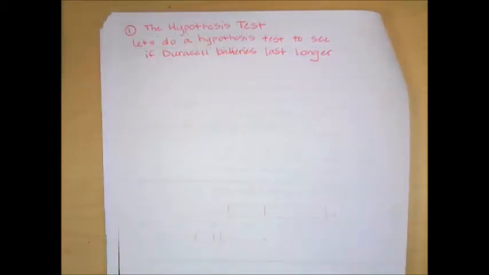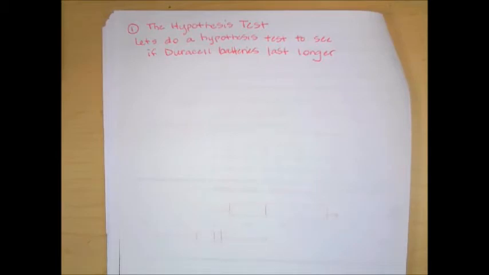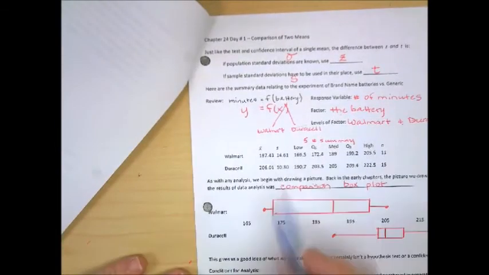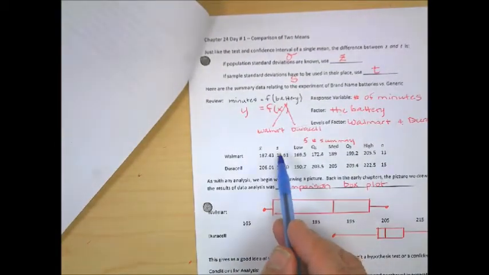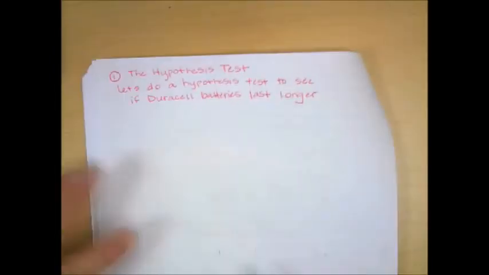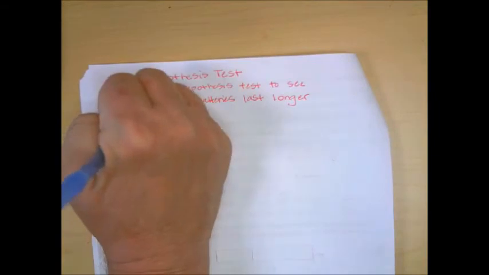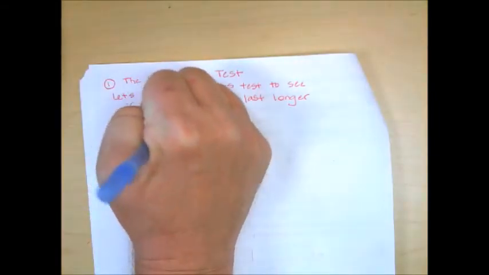Okay, let's do the hypothesis test to see if the Duracell batteries really do last longer. Now, if you go back to the data, flip back. Remember we talked about the only standard deviation we know in the problem is the sample standard deviation, which means it's going to be a 2-sample t-test. That's going to be the name of the test, 2-sample t-test.